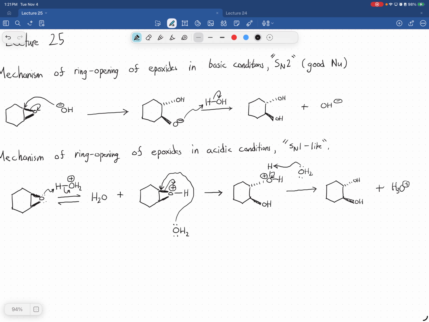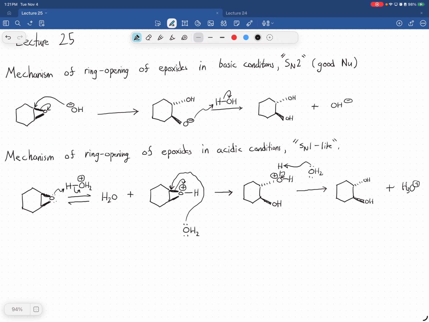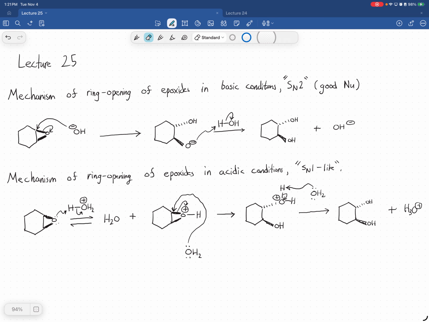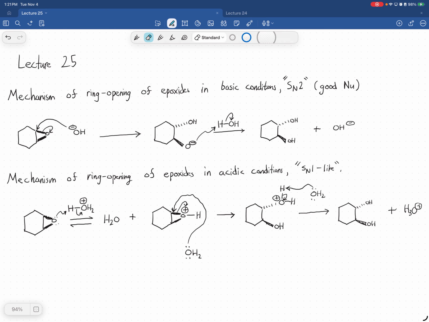All right, so those are how the mechanisms work. So they look the same, but the steps here are important. For the first one in basic conditions, you want to open up the epoxide first, then add the hydrogen. You don't want to do the hydrogen first. And the reason is that if you try to, you might get confused on where the selectivity lies. So it's always base first, and then the acidic hydrogen is going to be accepted by the alkoxide there.